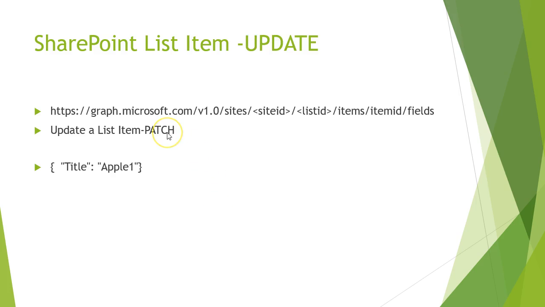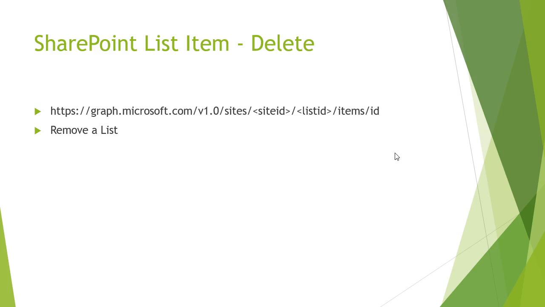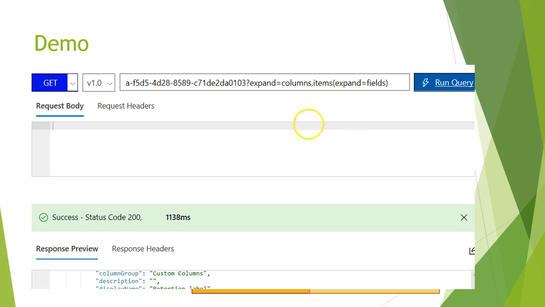If you want to update a list item, the REST operation type is patch and you give the values for the updated columns, and the query ends with fields for the particular item ID. And if you want to remove a list item, you just give the ID at the end and then call the delete query type and delete the list item. Let's just go ahead and see a sample demo to understand various list operations using Microsoft Graph.